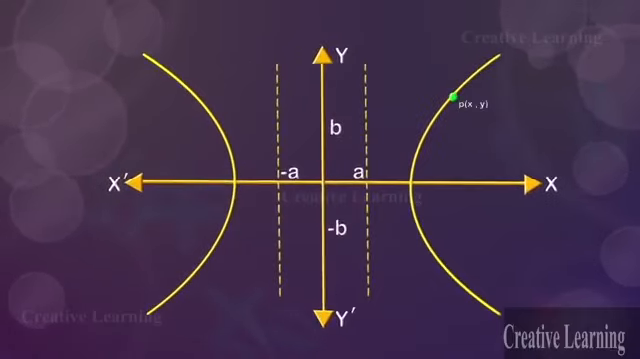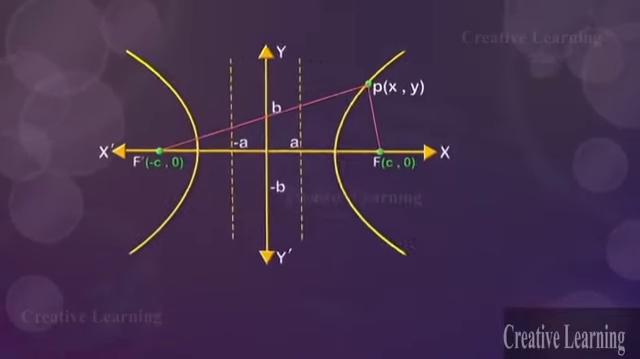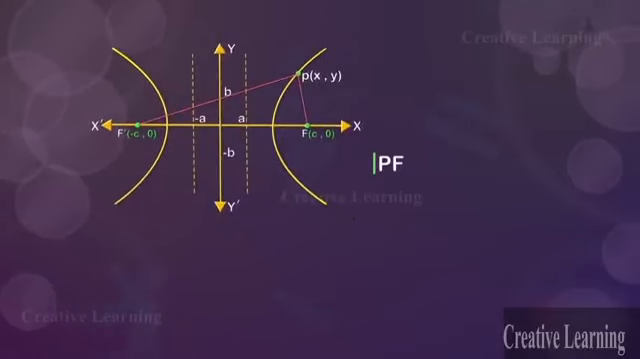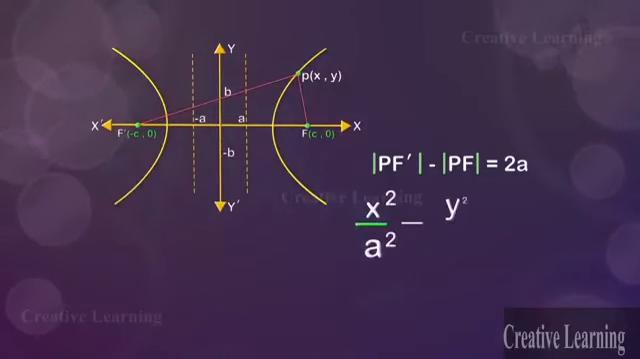Let P(x, y) be any point on the hyperbola such that the difference of the distances from P to the two foci is 2a. That is, PF' minus PF is equal to 2a. We obtain the standard equation of the hyperbola as x square by a square minus y square by b square is equal to 1.